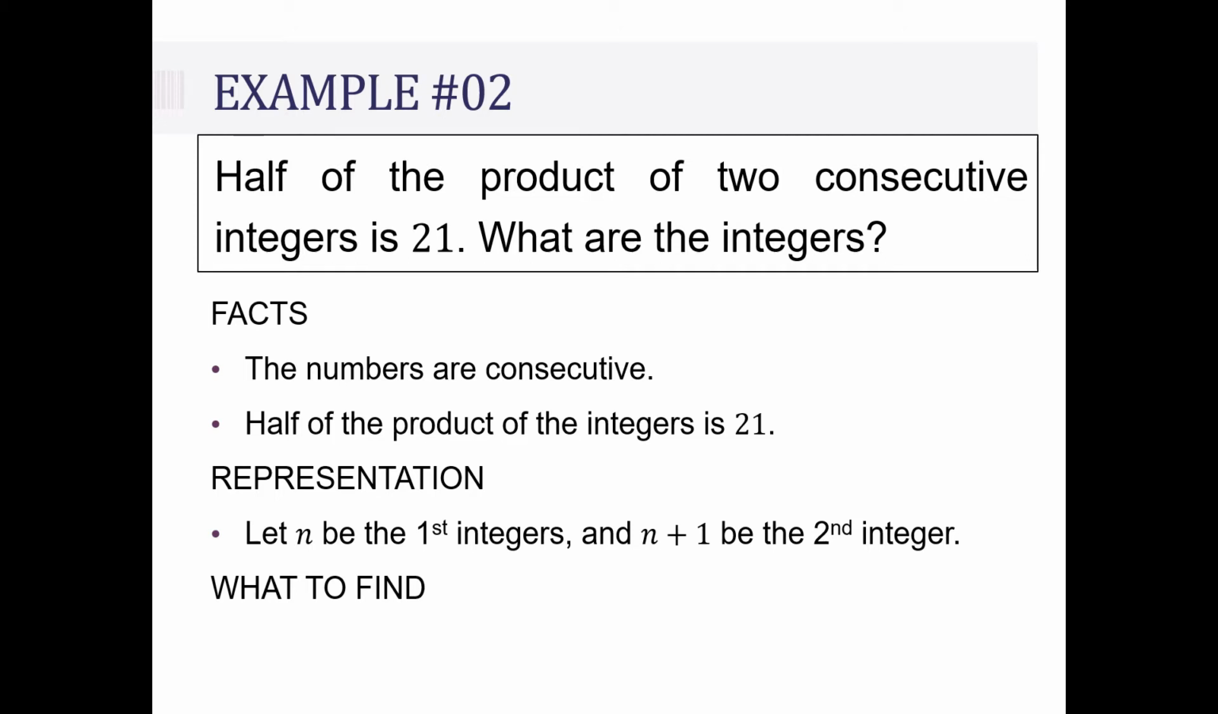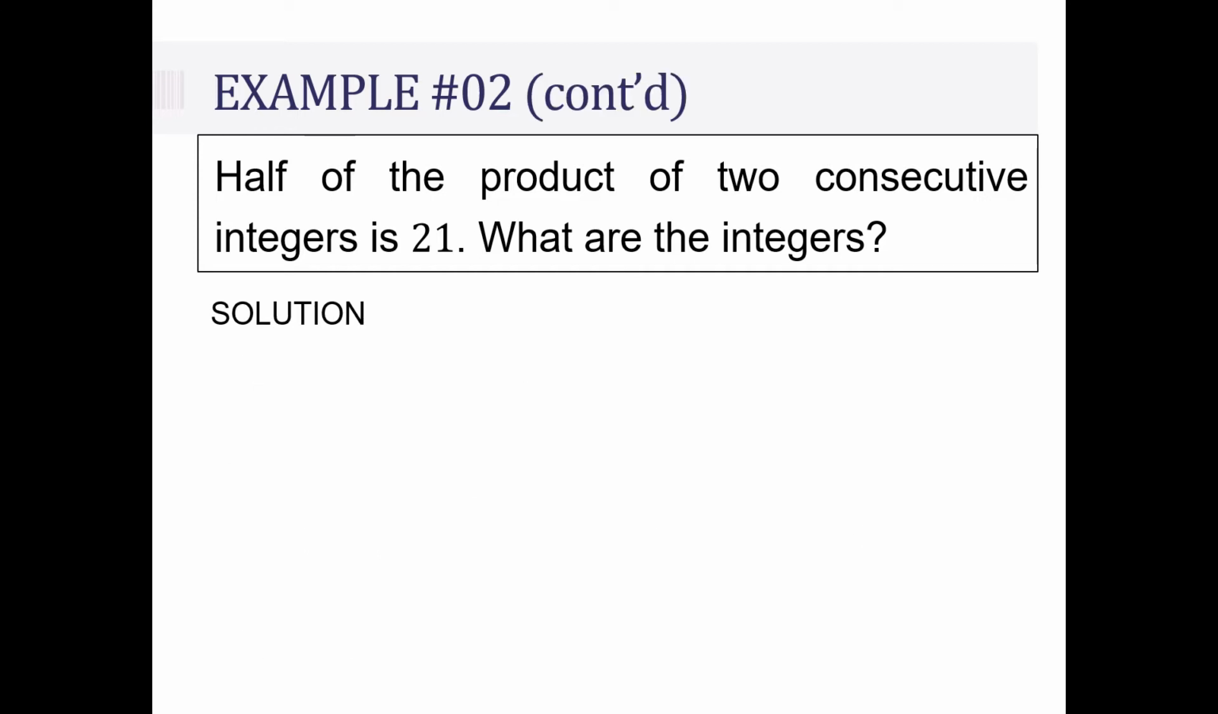Now, what do we wish to find? We wish to find the integers. Ano nga ba yung mga integers na yon? Na may property na yung consecutive sila at half nung product nila is 21. So, let's solve. Sabi niya dyan, kalahati nung product, this is the product, n times n plus 1, dapat daw 21. So, by order of operations, unahin muna natin itong nasa loob.